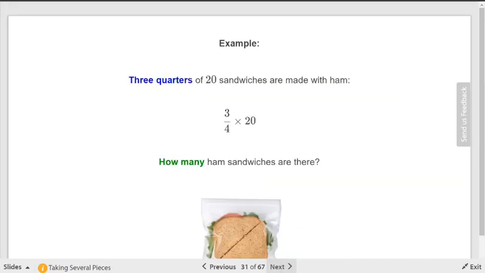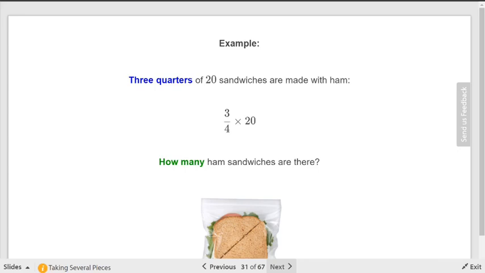Okay, here we go, guys. 3/4 of 20 sandwiches are made with ham. So 3/4 of 20. Okay? Well, we know that because it's a fraction, the bottom number, what are we going to do with the bottom number? Divide with it. There you go.